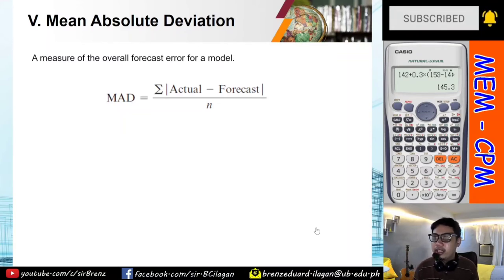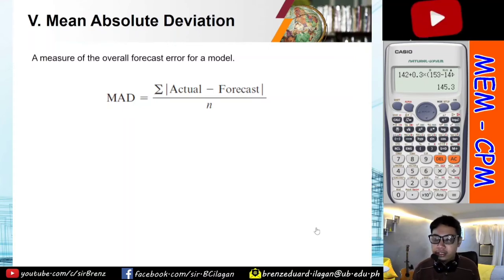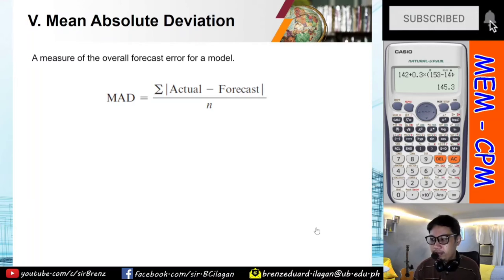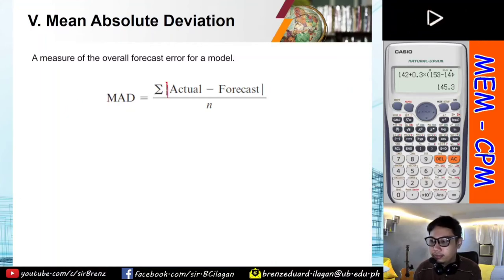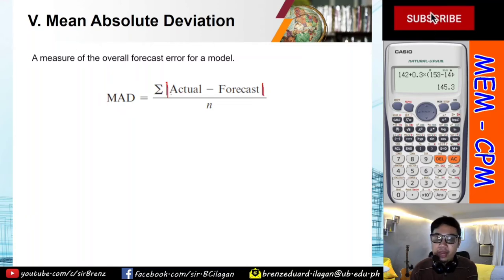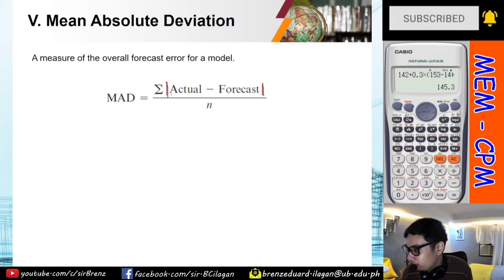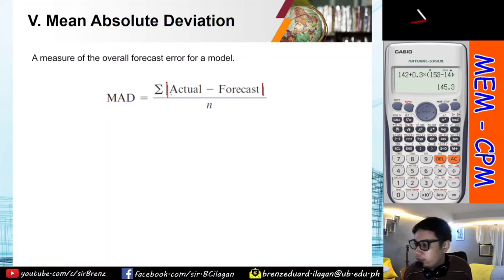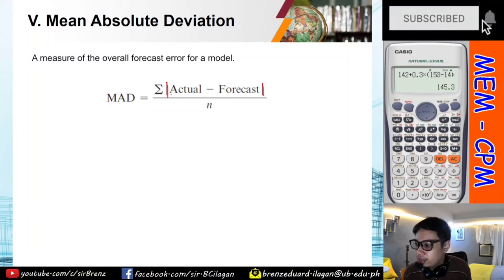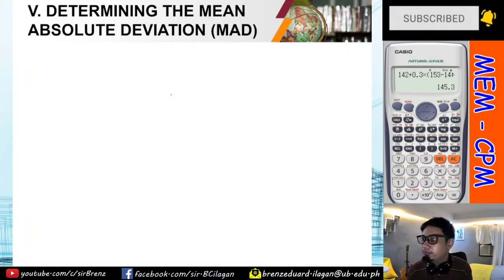Given the equation, the summation of actual minus the forecast over n. This value is computed by taking the sum of the absolute values. Absolute, meaning it is enclosed in these bars. If it's a negative value, we consider that as positive. Regardless of the sign, we consider it positive. So this value is computed by taking the sum of the absolute values of the individual forecast errors or deviations and dividing by the number of periods of data, n.